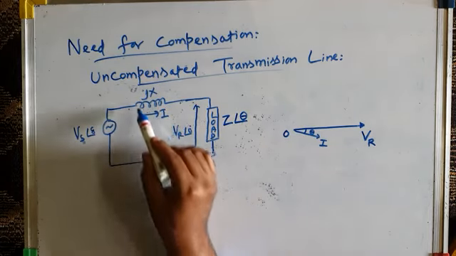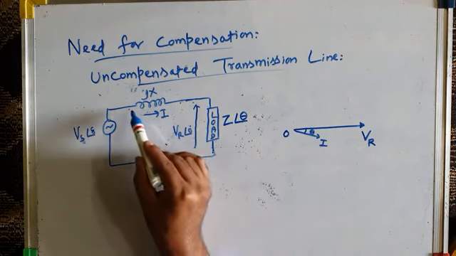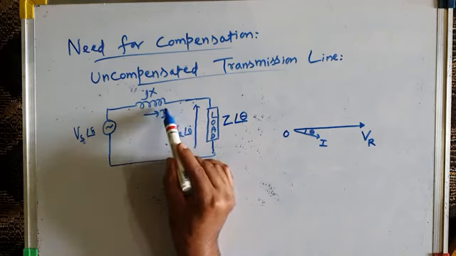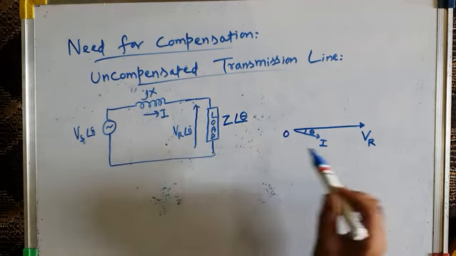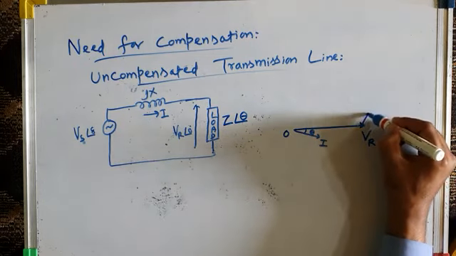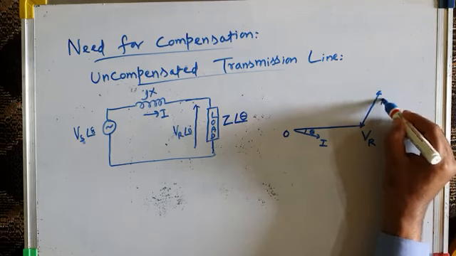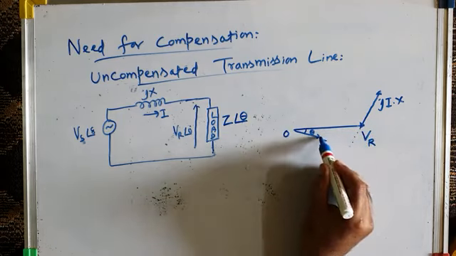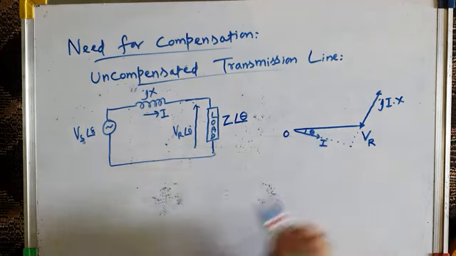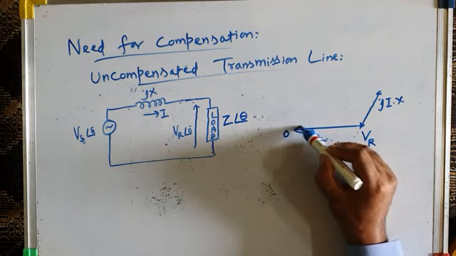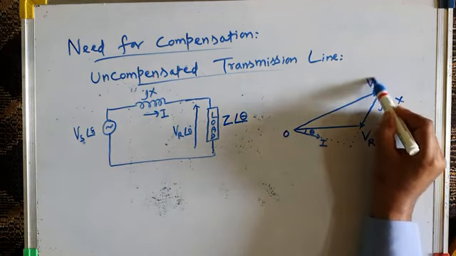Now when this current drawn by the load flows through the transmission line reactance, it causes a voltage drop across the line reactance, which is jIX, and that drop will be at 90 degrees with respect to this current. If this is the current, this is jIX, the voltage drop I into X. And this will be the sending end voltage.